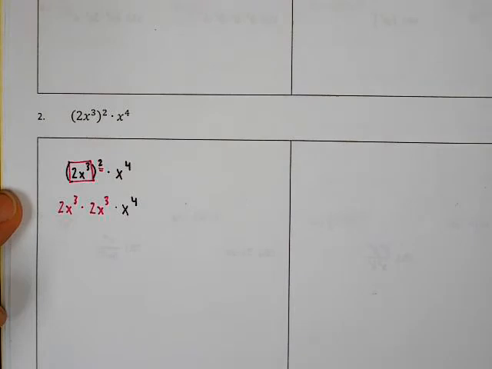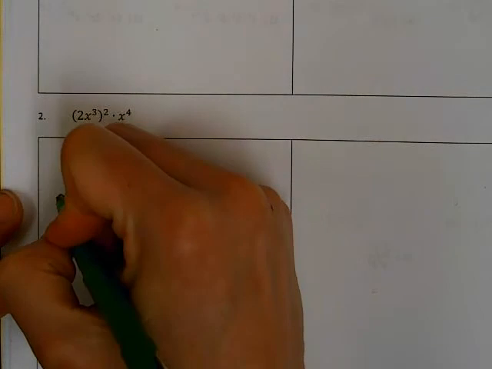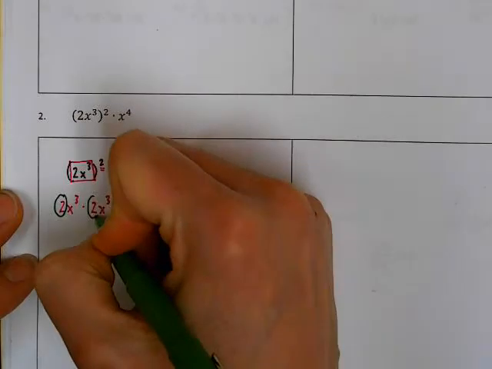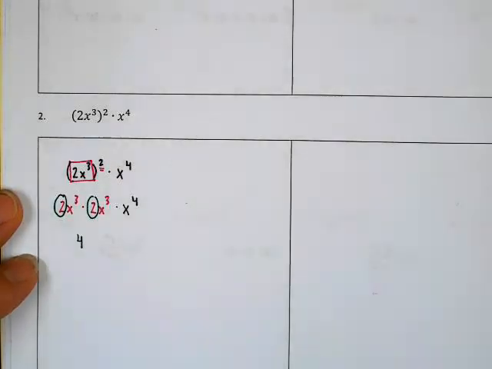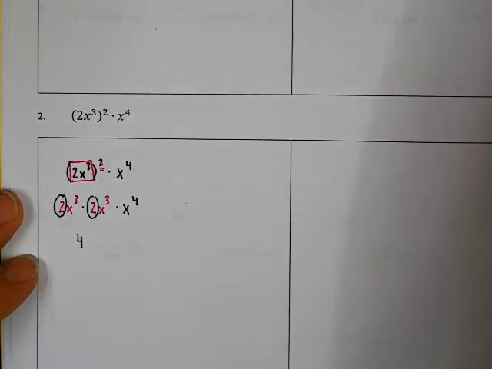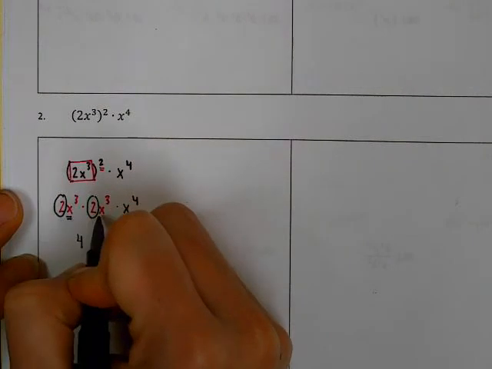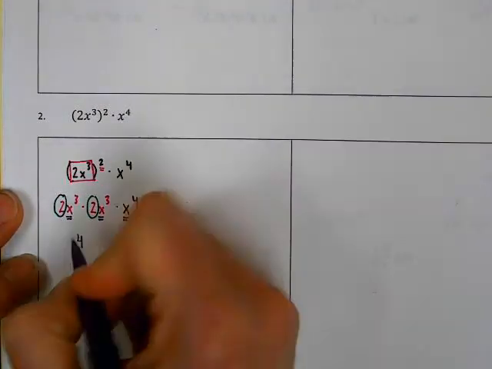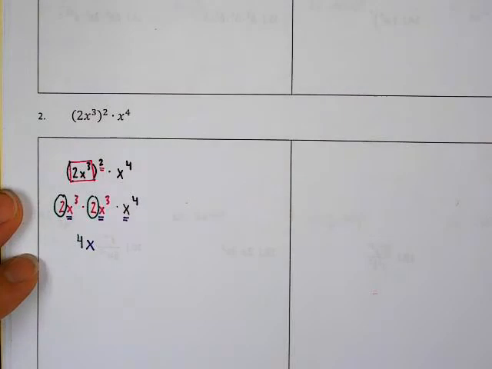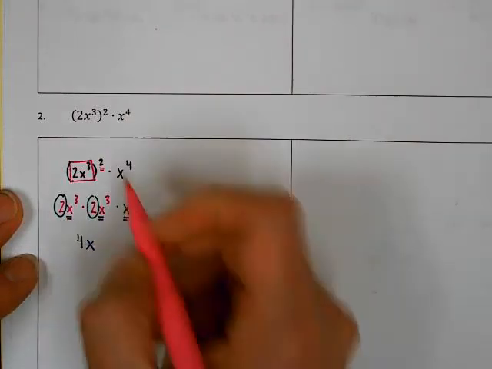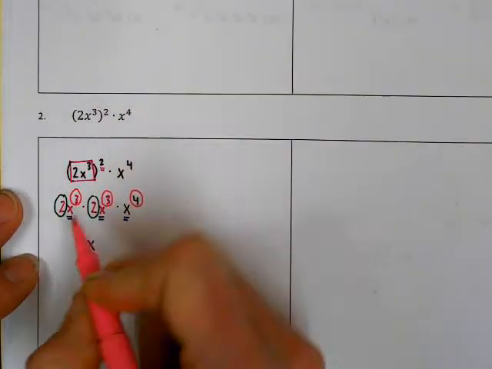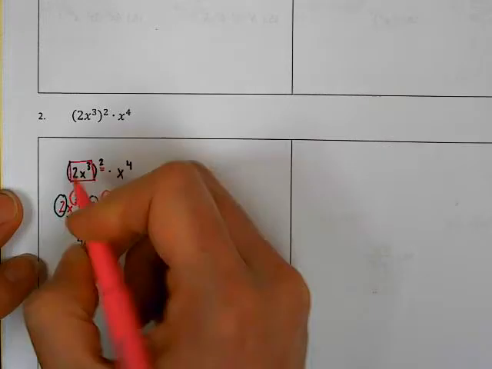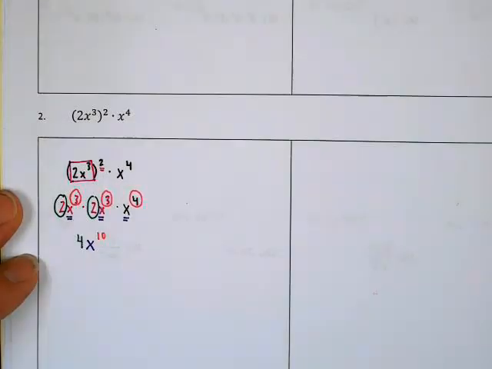So now I see that I have these coefficients. I've got a 2 and another 2. So if I multiply those, 2 times 2 is 4. I also see that I have this base of x here, so I know I'm going to have a power with a base of x. And I also know when I'm multiplying powers, I can add the exponents. So 3 plus 3 is 6 plus 4 is going to give me an exponent of 10.